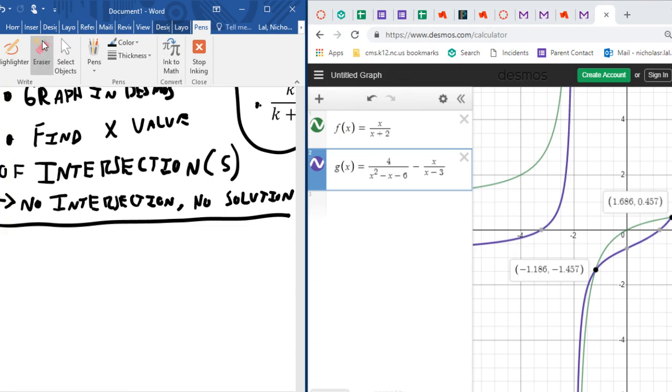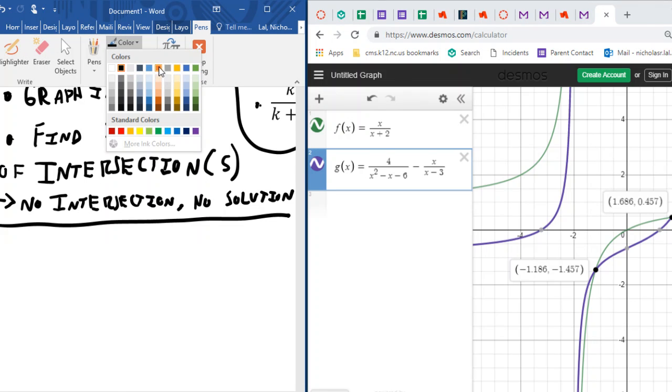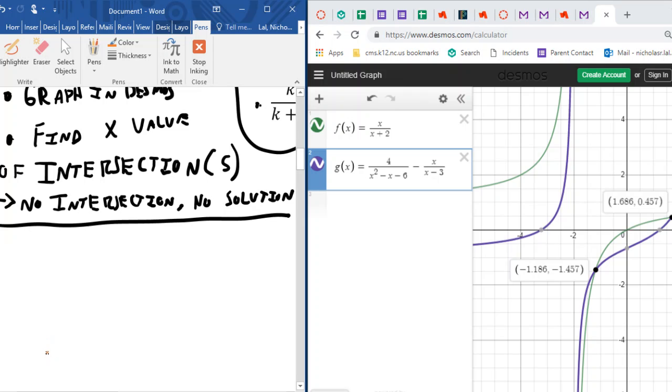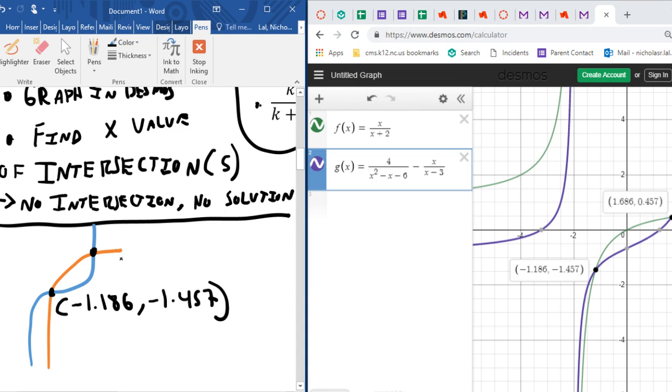All right, so just drawing this graph. One graph has this pattern. The other graph has that pattern. At the intersection, our two points are negative 1.186, negative 1.457. So I'm just modeling exactly what you interpret on Desmos. 1.686, 0.457.